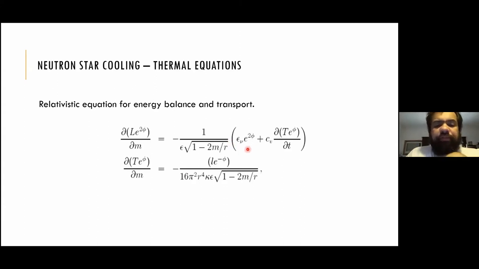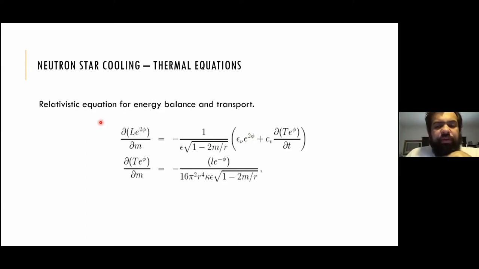This is my favorite way. It's just the way I use and the way I learned, but you might see this written in different ways, but they're basically the same. So this is basically a relativistic equation for energy balance and transport. These are the traditional energy transport and balance equations, except now we're using a background that's a curved space-time, so we have corrections from the metric here.